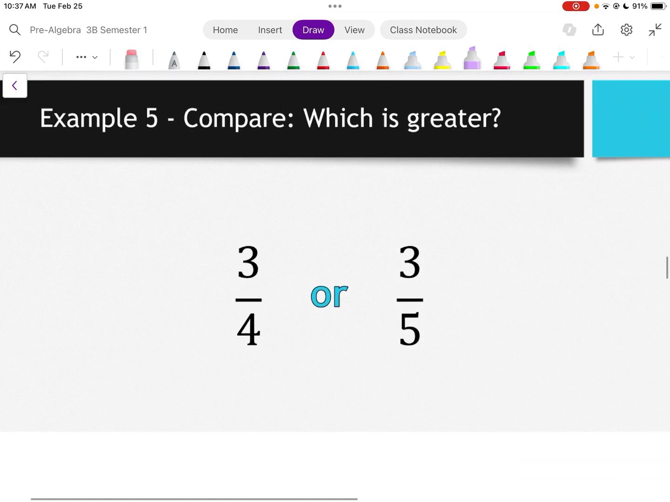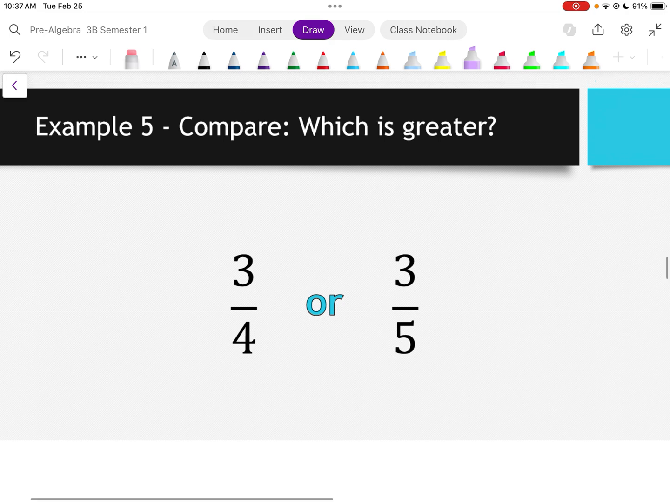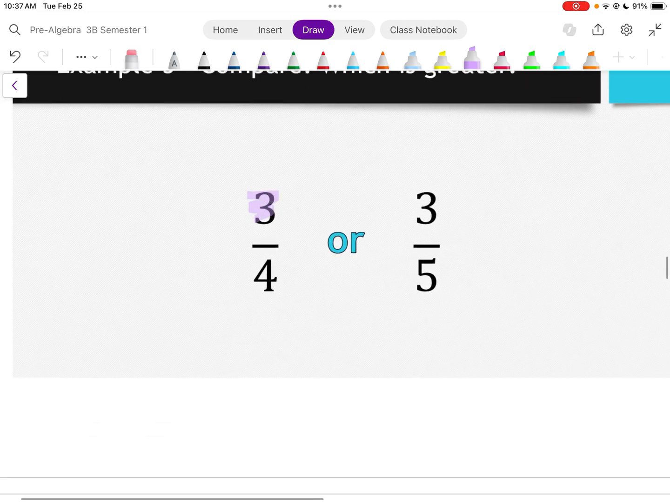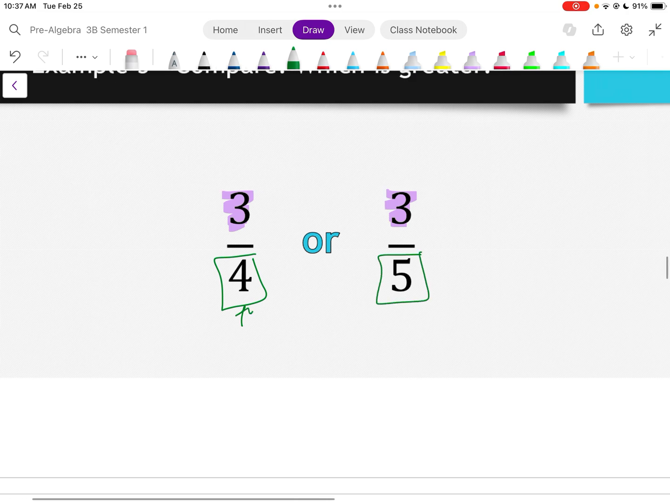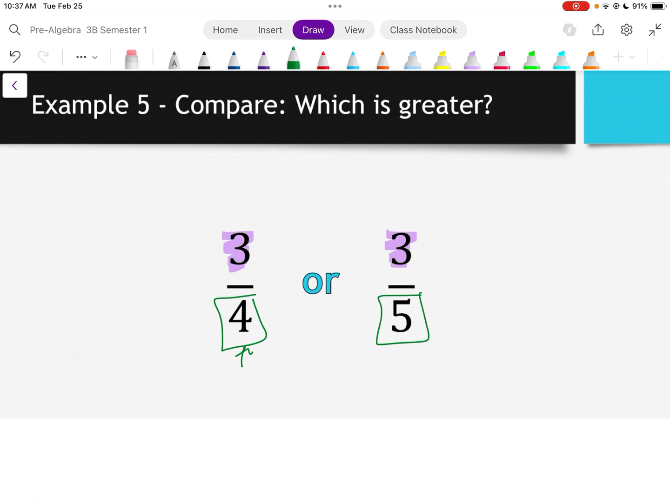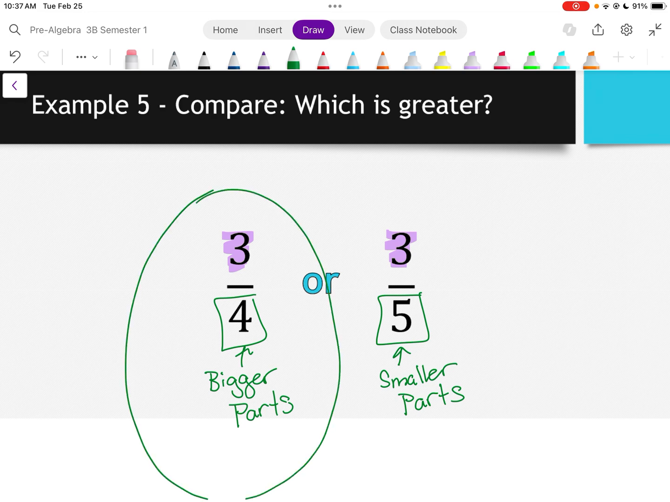All right. So then let's compare these two. 3/4 or 3/5. Right away, I notice both of these are talking about 3 parts. So I want to figure out which one has the bigger parts. This one is only split into 4 pieces, and this one over here is split into 5. So that means these are going to have bigger parts, and the one split into 5 is going to have smaller parts. So whichever one has the bigger parts, or is split into the fewer number of pieces, is going to be the larger or the greater number.